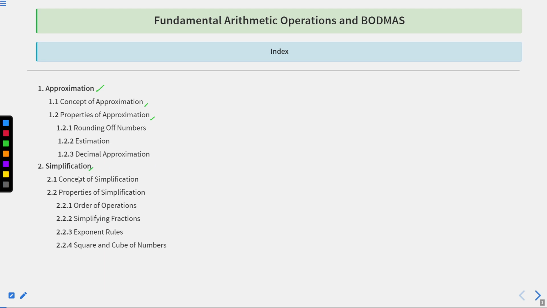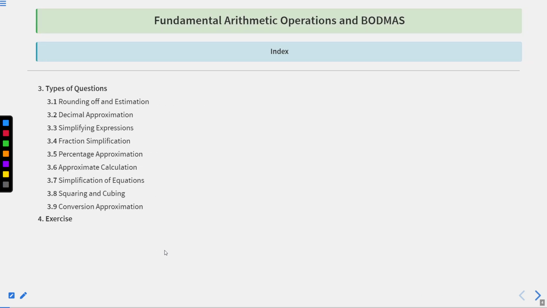In simplification we are going to start with the concept of simplification, then we will see some properties of simplification like order of operations, simplifying fractions, exponent rules, square and cube of numbers. And the third section available in this lecture is types of questions.